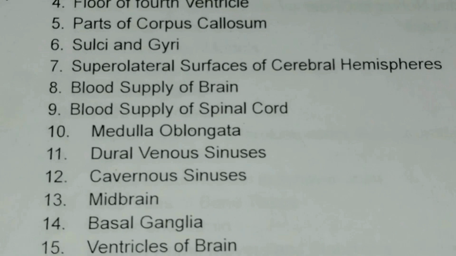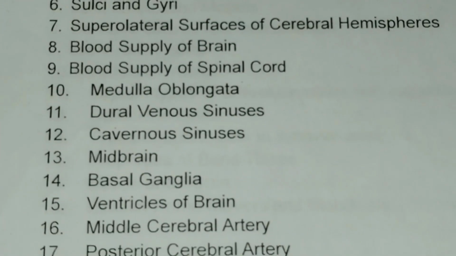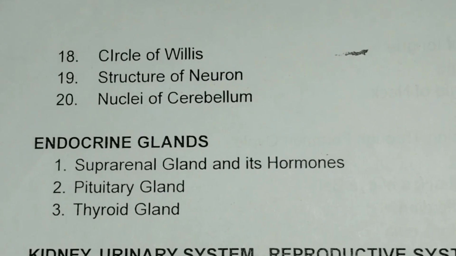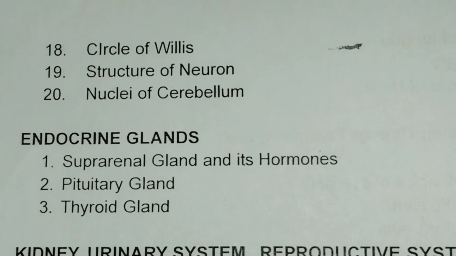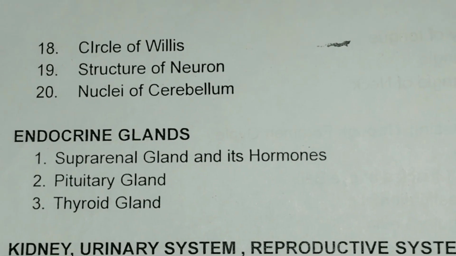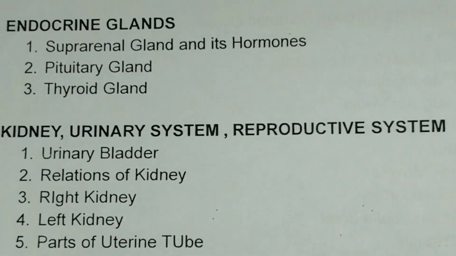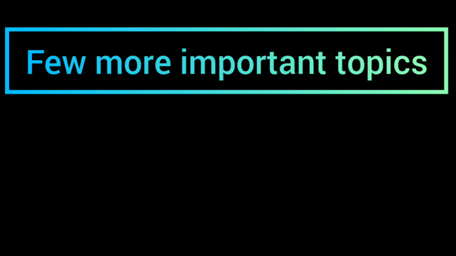12th one, cavernous sinus. 13th one, midbrain. 14th one, basal ganglia. 15th one, ventricles of brain. 16th one, middle cerebral artery. 17th one, posterior cerebral artery. 18th one, circle of Willis. 19th one, structure of neuron. 20th, nuclei of cerebellum. Okay, now it's time to cross check with these topics which I'm gonna tell now.